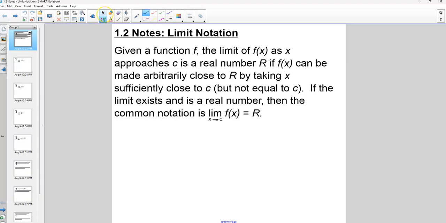So I am going to explain a little bit what a limit is, given this definition here, which is technically the informal definition of a limit, which is scary because that means there's a worse version of this.